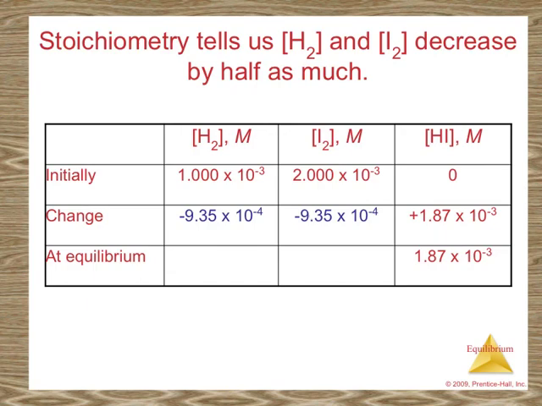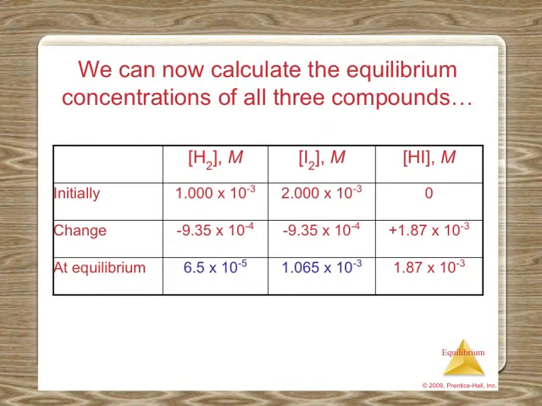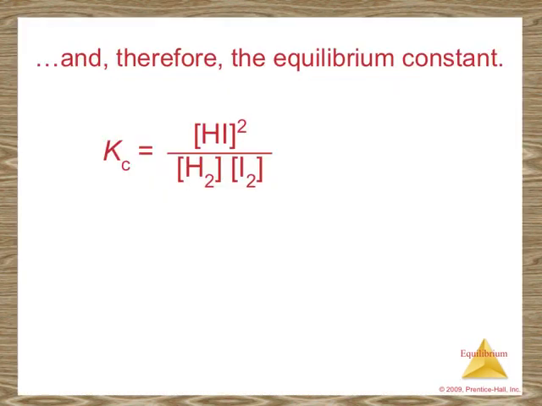And so subtracting, we get the values that we can plug into our equilibrium expression and solve for the equilibrium constant. And since our equilibrium constant is greater than 1, we know that at equilibrium we will have more product than reactant.